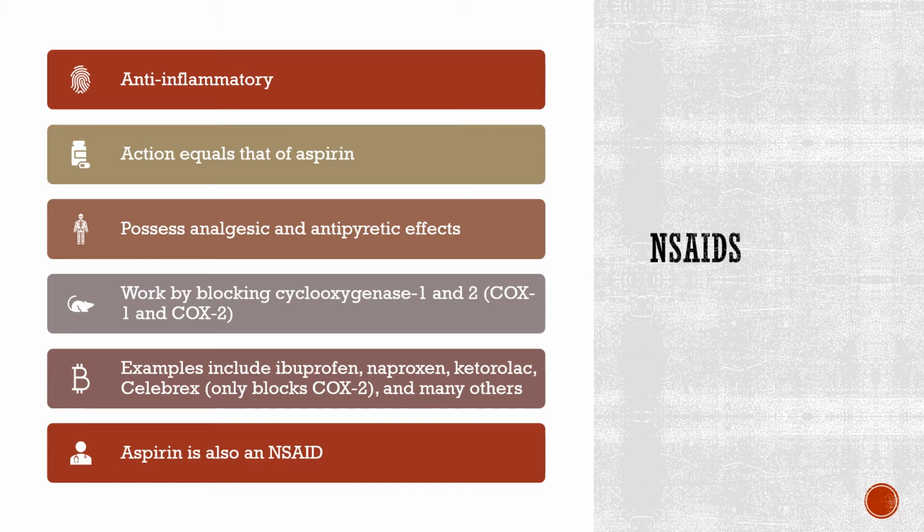We give NSAIDs for pain associated with musculoskeletal disorders. Arthritis is a huge one, mild to moderate pain, menstrual cramps, fever. I would say anytime that we have anything like somebody with a sprain, where inflammation is one of the direct causes of pain, an NSAID would be a good choice there as long as they don't have any contraindications to taking that. They do have risks that we'll talk about on the next slide.